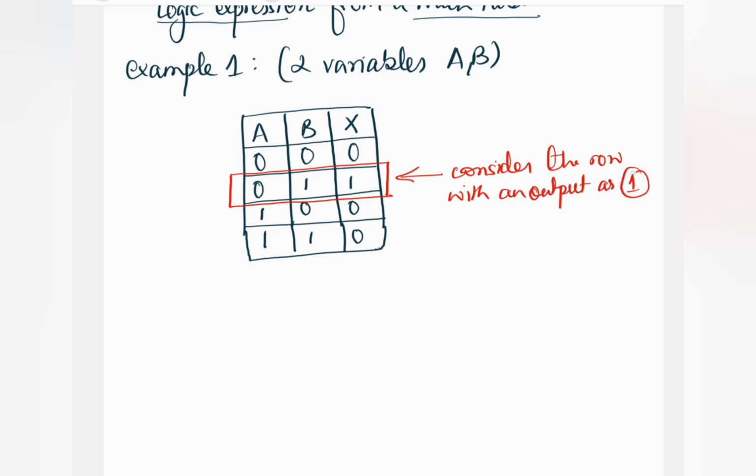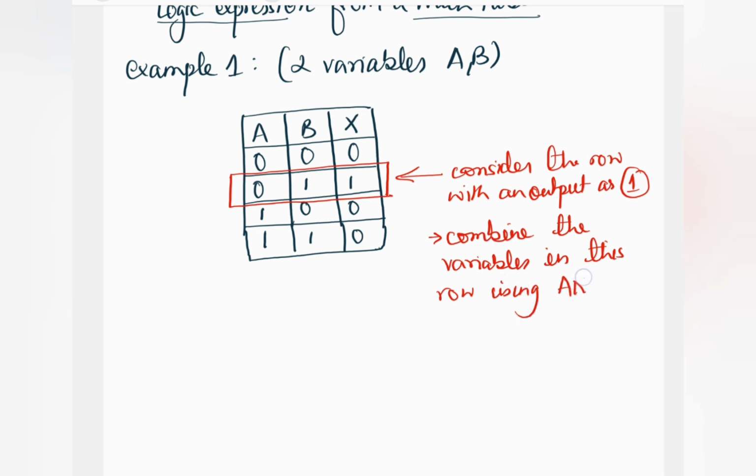That's the first thing. The second important hint is combine the variables in this row using AND gate. So now let's try and write the expression together.